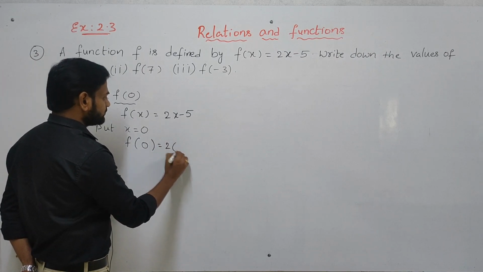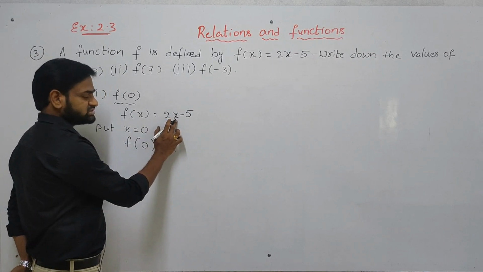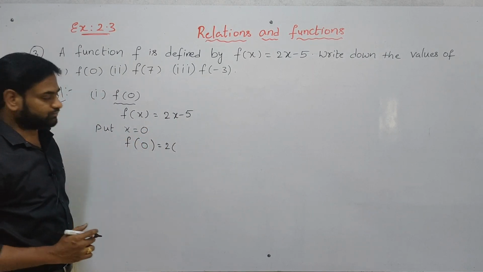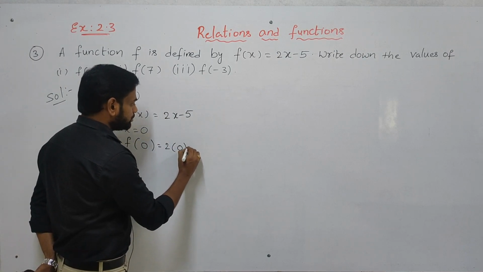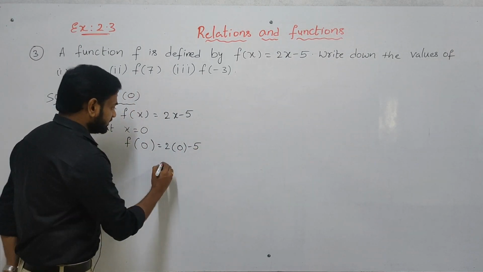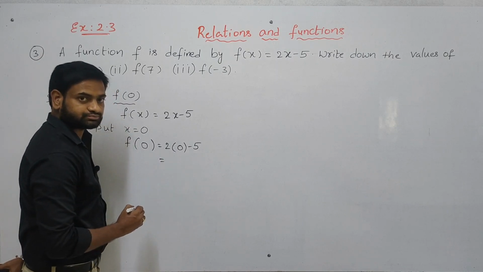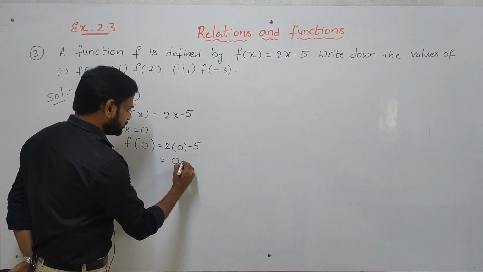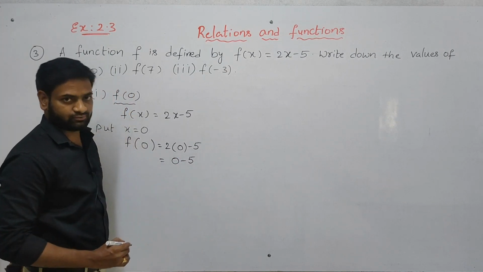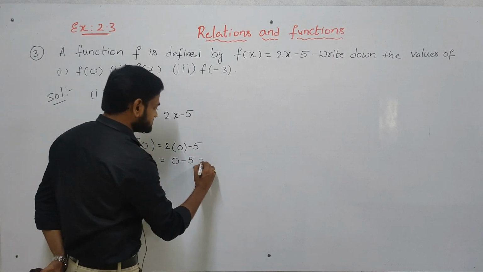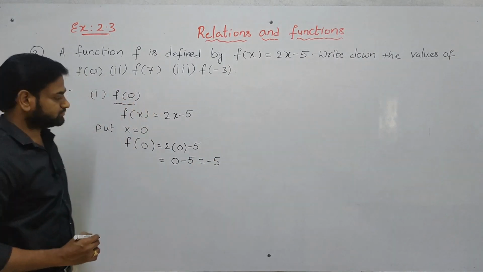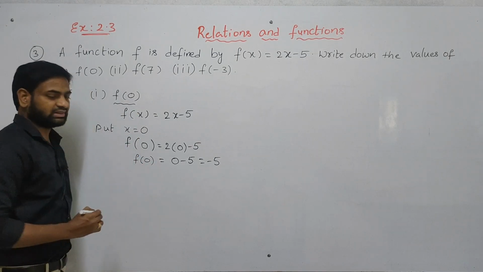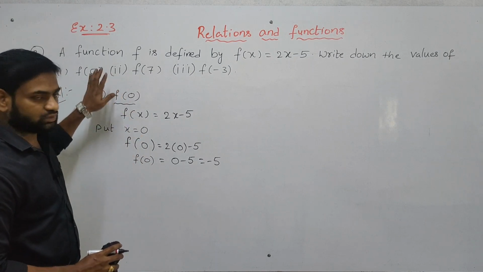That is 2 into, where you have x, in place of x we have to put 0. So 2 into 0 minus 5. Anything into 0 is 0. 0 minus 5, so 0 minus 5 is minus 5. That is, f of 0 value is minus 5. That is the first one.